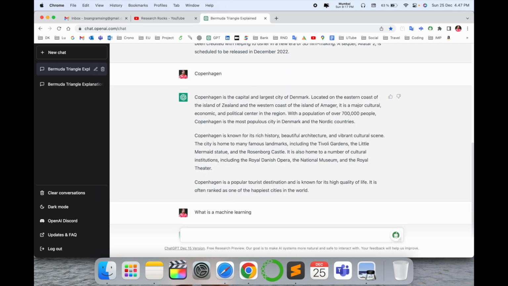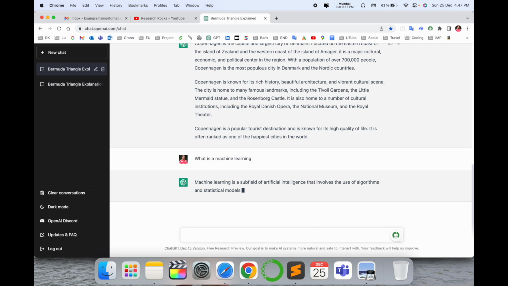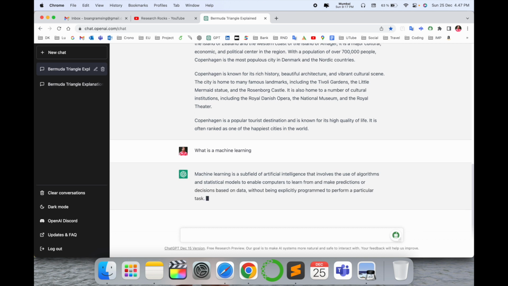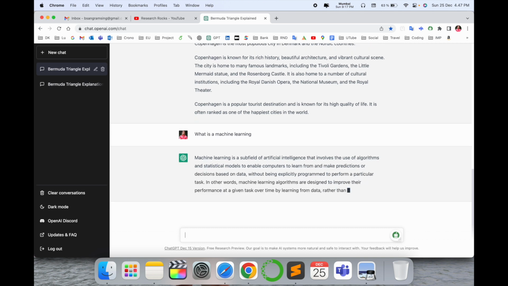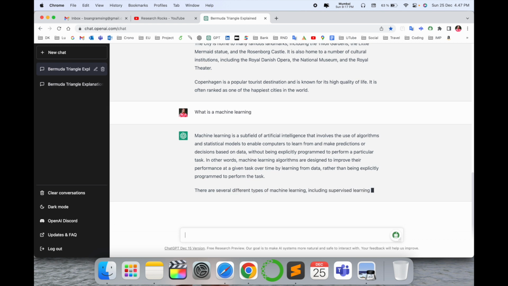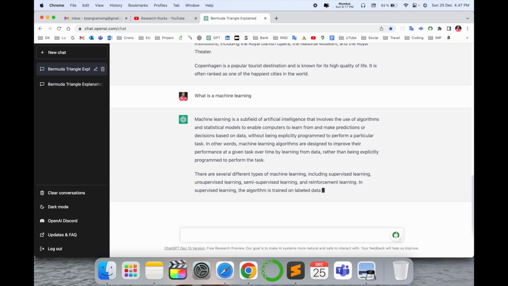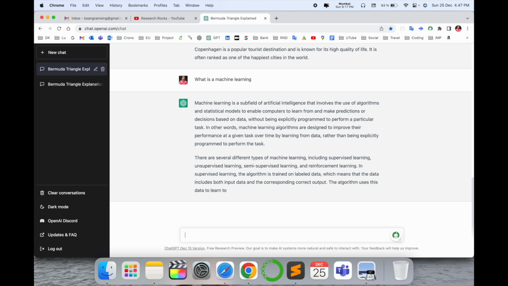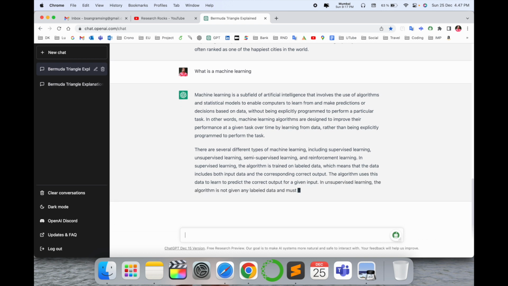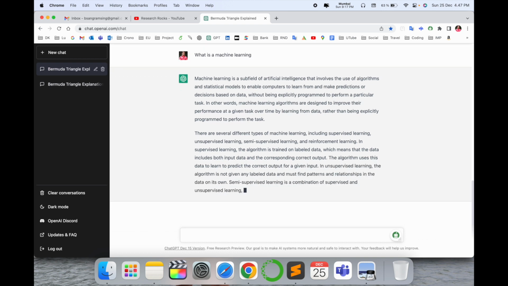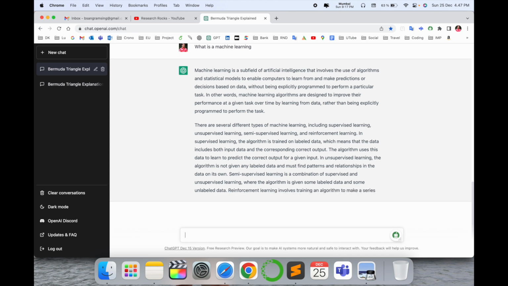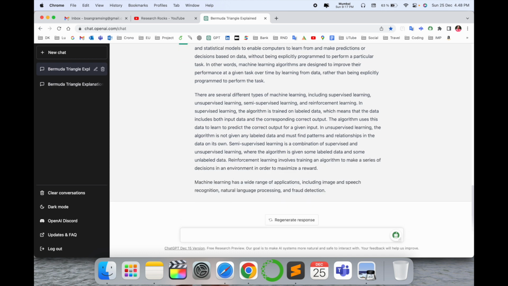If I have no idea about what machine learning is, here is a related paragraph: machine learning is an algorithm, a statistical model, that enables computers to learn, make decisions and make predictions. So you can very easily deliver such information within a minute. You can make a short video or a long video using these tips and tricks. That one is really amazing.